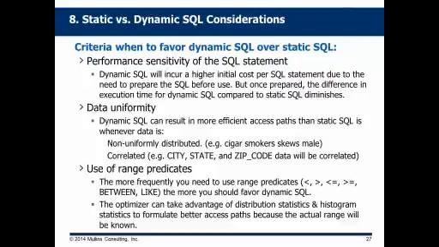Dynamic incurs a higher initial cost because of the prepare, but once it's prepared, the difference in execution time diminishes. So keep that in mind when you're saying dynamic may not be as optimal as static. Dynamic can result in more efficient access paths than static when the data is non-uniformly distributed. What do I mean by that? Well, cigar smokers skew male. Or whether the data is correlated. City, state, and zip code are going to be correlated inside the row. Range predicates. The more frequently you need to use range predicates, the more you should favor dynamic SQL.